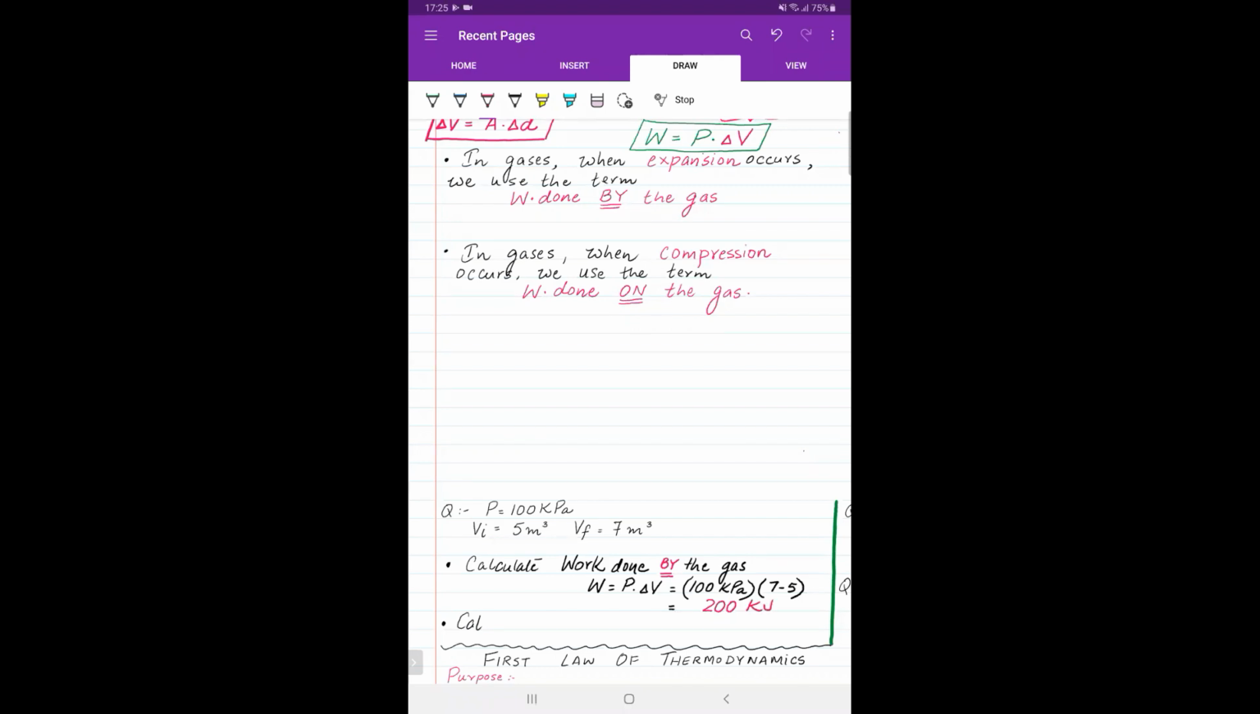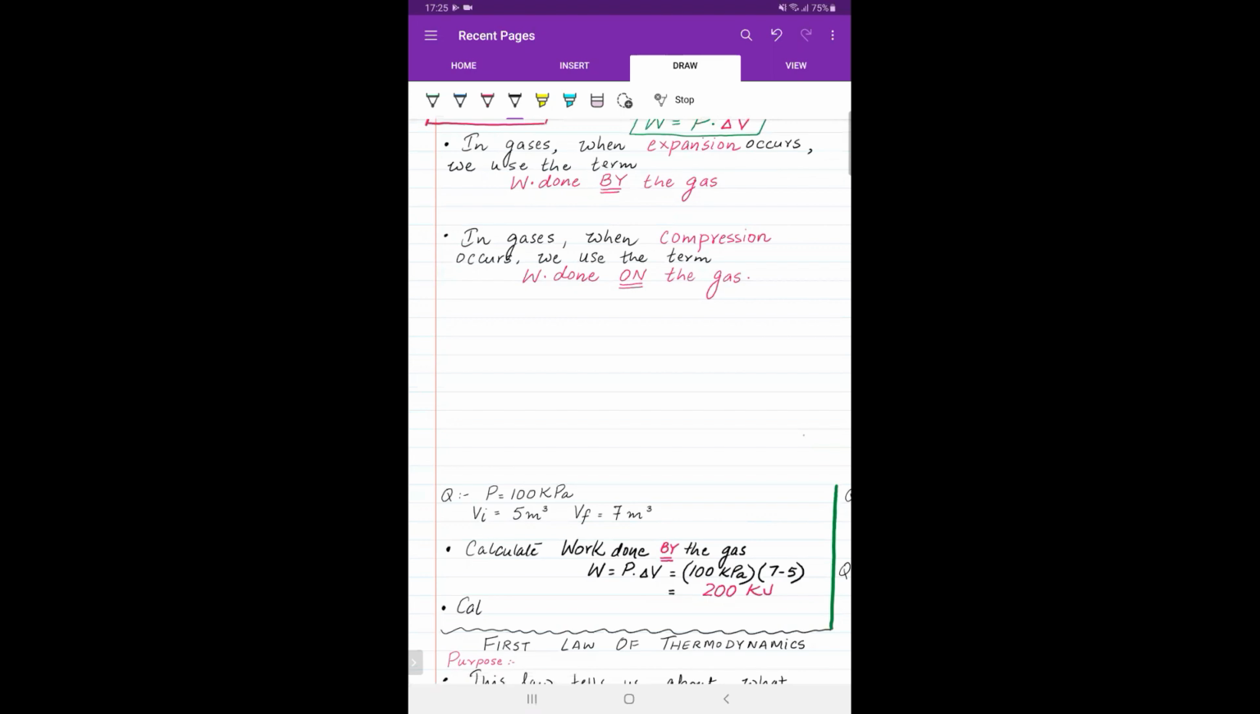However, if for the same question, the wording was calculate work done on the gas.